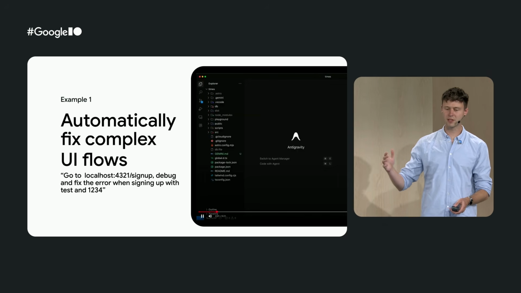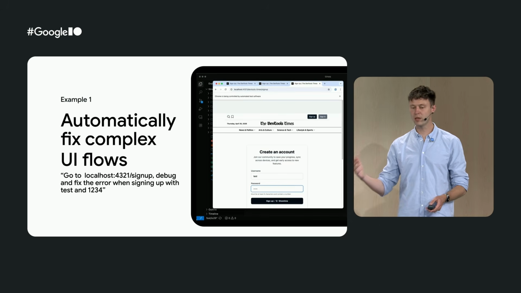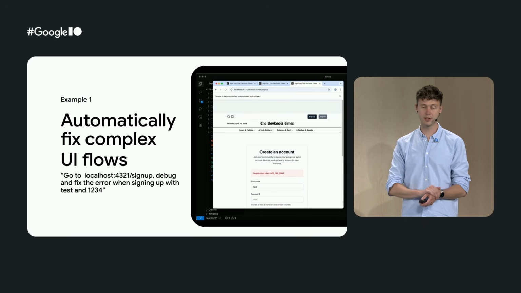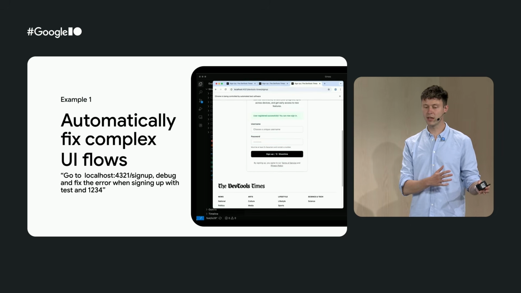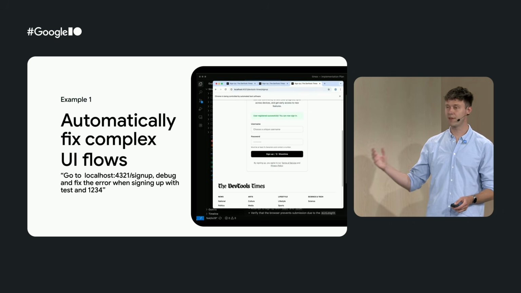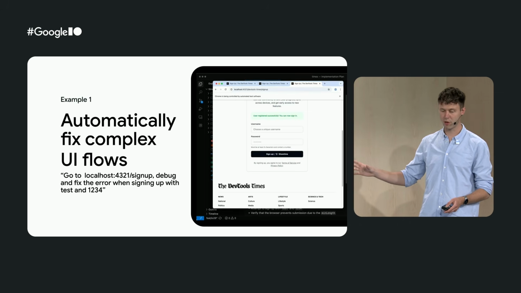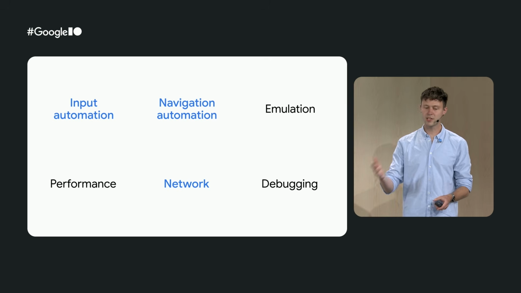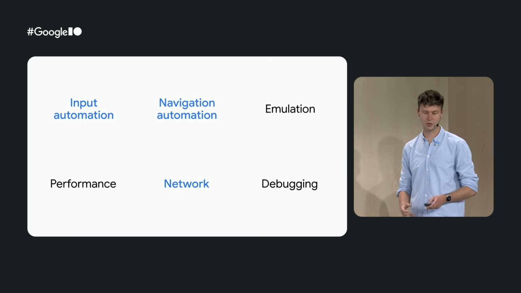The first example is the one you've already seen. With a prompt like go to localhost, debug and fix the error when signing up with test, and 1, 2, 3, 4, we had the coding agent navigate to the page, fill in the form, and then fix the underlying error and validate its own fix, all in a real Chrome instance running on my machine. This example combines input automation, network, and navigation automation.